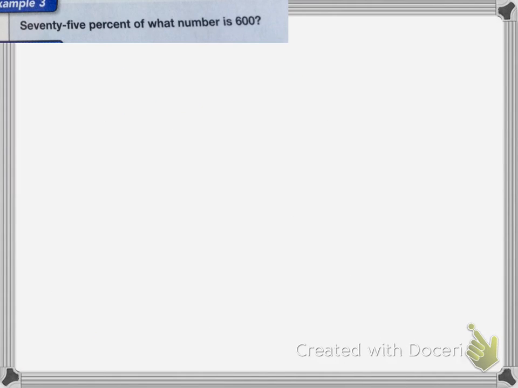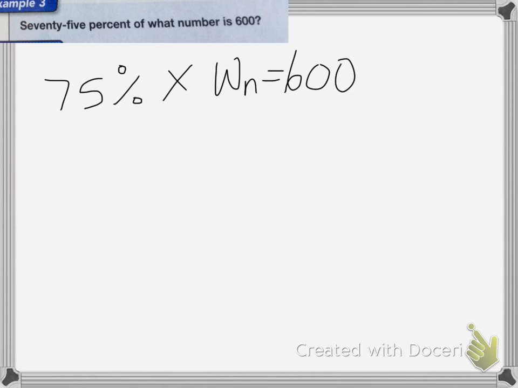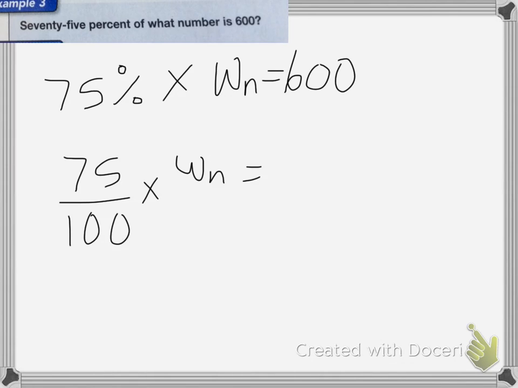Okay, with this one, 75% of what number is 600? So we translate it again. So 75% of what number equals 600? I need to change the 75% into a fraction, so I'm going to do 75 over 100 times what number equals 600.